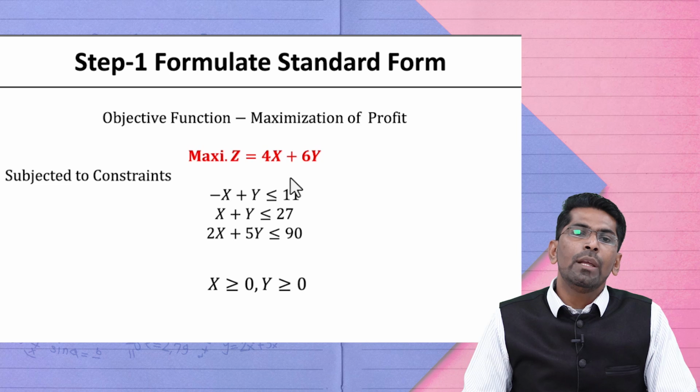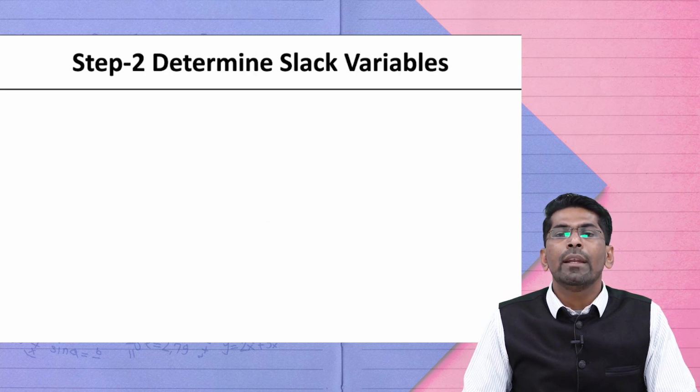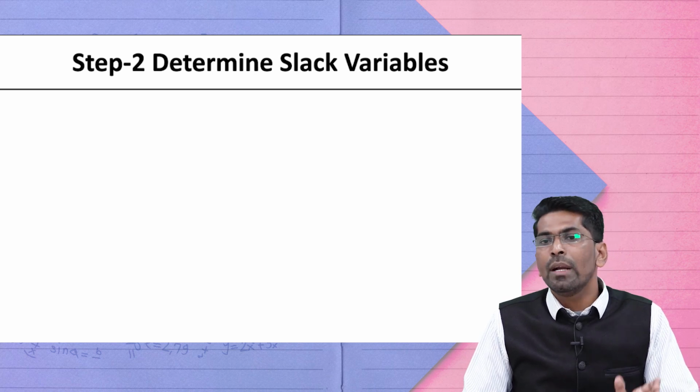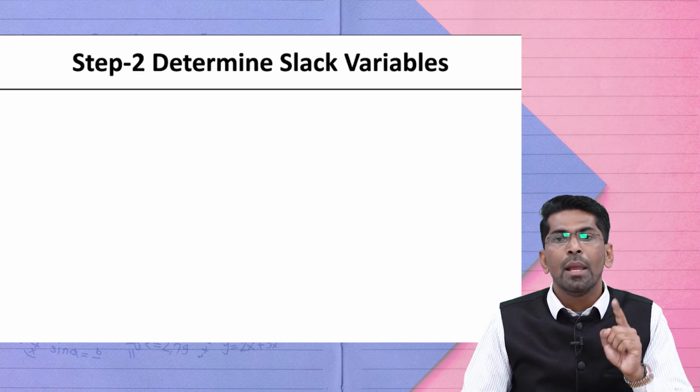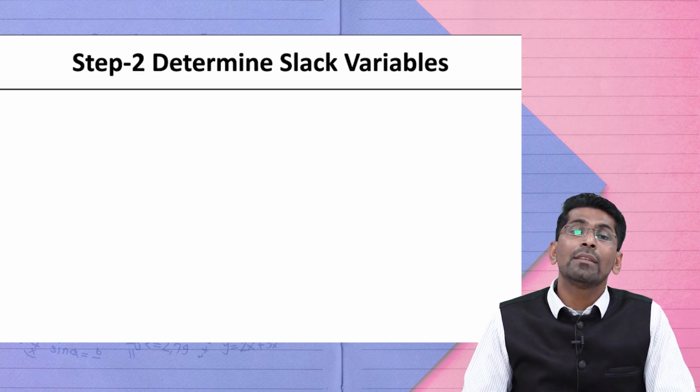Now by using this particular example, the first step is to determine the slack variables. So here we are going to convert the given inequality constraints into linear equations by adding the slack variables. So of course, what do we mean by a slack variable?